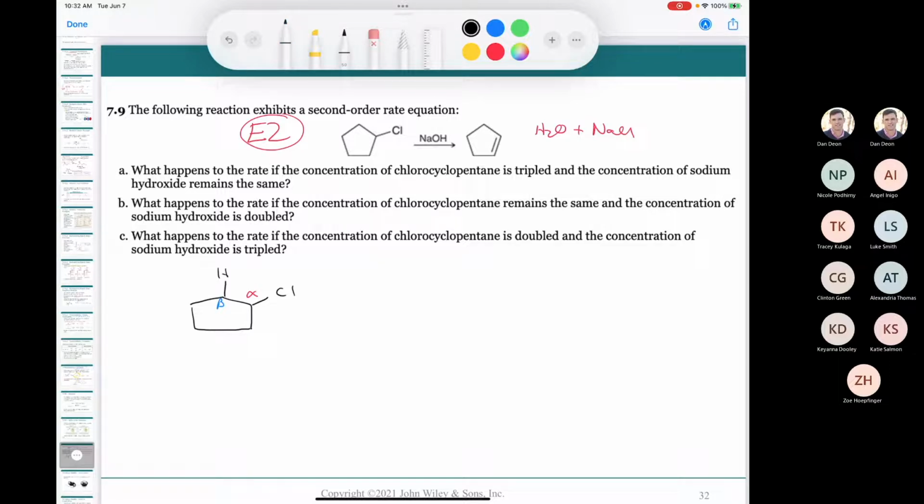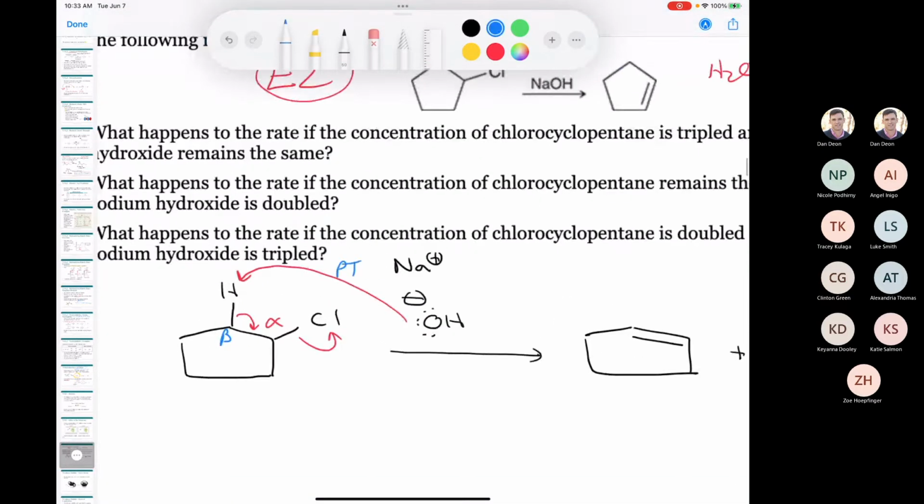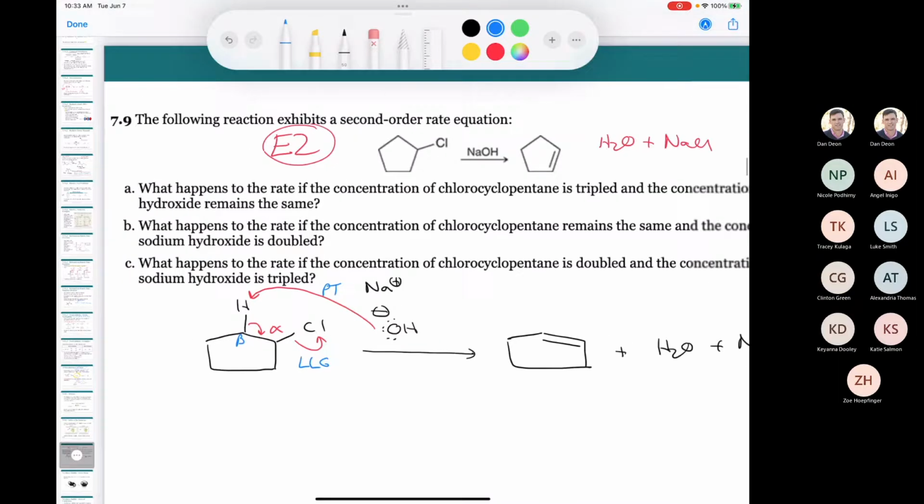Now remember, this is a secondary alkyl halide. It's not primary. It's not methyl. So SN2 is not going to predominate. The elimination will predominate. I'm going to draw my hydroxide. My hydroxide is my base. The base is going to grab a beta proton. Then it's going to form a pi bond, and we're going to lose the leaving group like this. And we end up with the product, which is called cyclopentene, plus we end up with water and sodium chloride. Like this, I guess I should put my sodium ion over here. So what do we see? We see the proton transfer and the loss of leaving group occurring simultaneously.